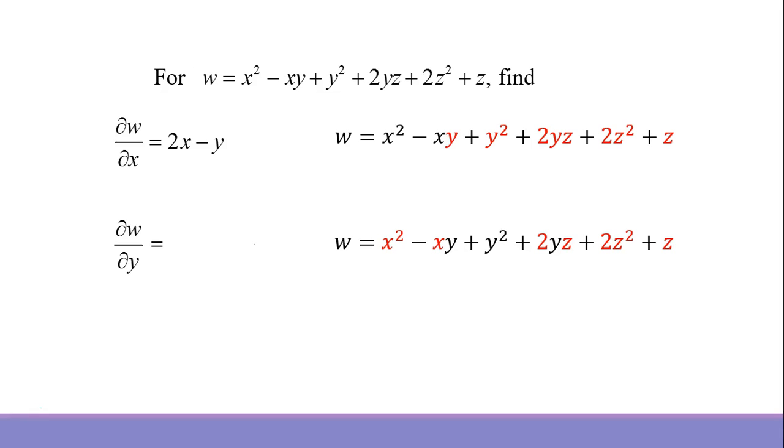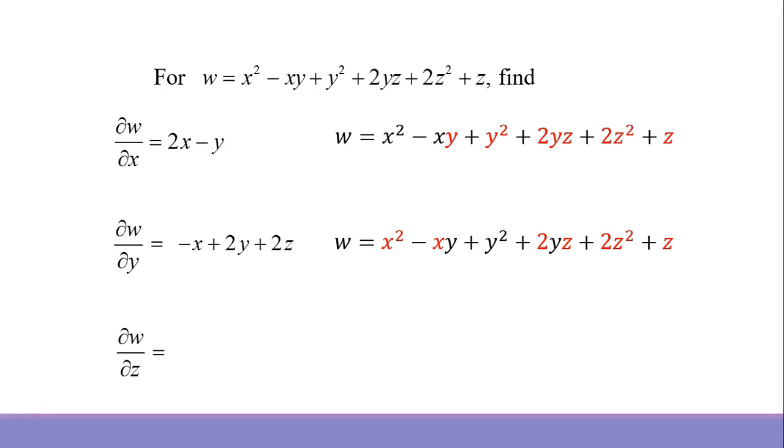The derivative of the second term, minus xy, is minus x. The derivative of y squared is 2y. And the derivative of 2yz is 2z. That's because the 2 and the z are both considered constants.